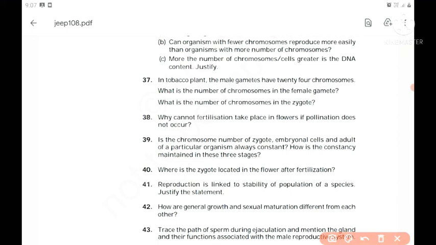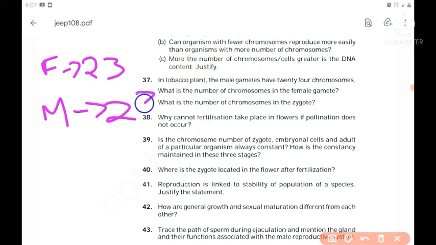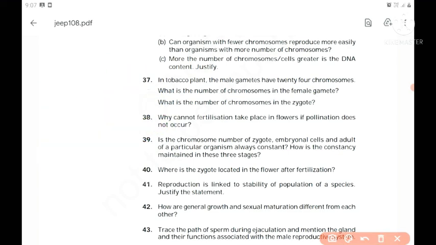Now let's take human being. In human being, how many does a female have? 23. How many does a male have? 23. It's the same number of chromosomes for both. In the same way, in this, male have 24 chromosomes, then obviously a female will also be having 24 chromosomes.